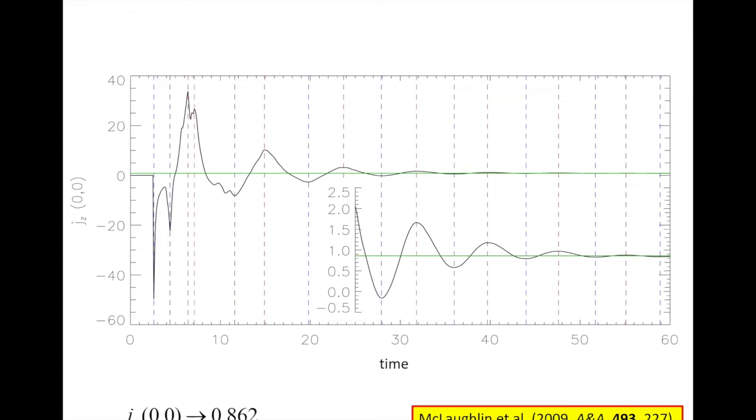So it's clear we've got oscillatory behavior. We've got an oscillation about an equilibrium, and we've got positive and negative values of JZ. Essentially, that's where the oscillation in oscillatory reconnection comes from. So it's clear we have an oscillation. Do we have reconnection? Well, there are different ways to measure that.